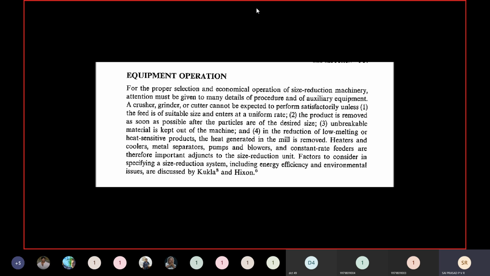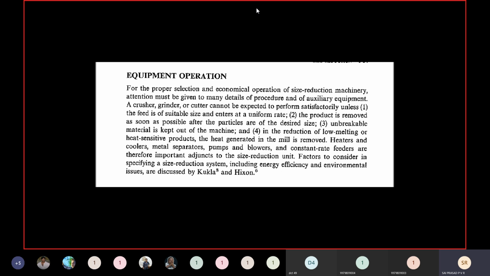Third one, unbreakable materials are kept out of the machine as far as possible. Try to separate ferrous materials from non-ferrous materials, and the hardest materials from the others. So means what? Visual inspection of the feed is very important. It's not like we blast the ore, get everything, and put it into the crusher. No, we are supposed to visually inspect it and see what the compressive strength of the material is. Based on that, we are supposed to separate them.